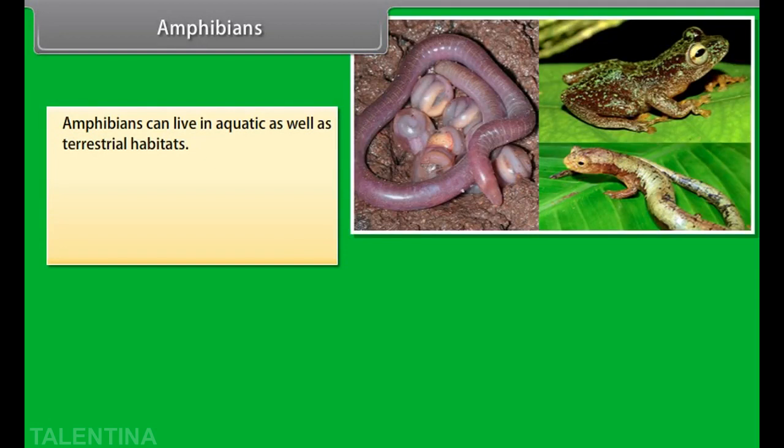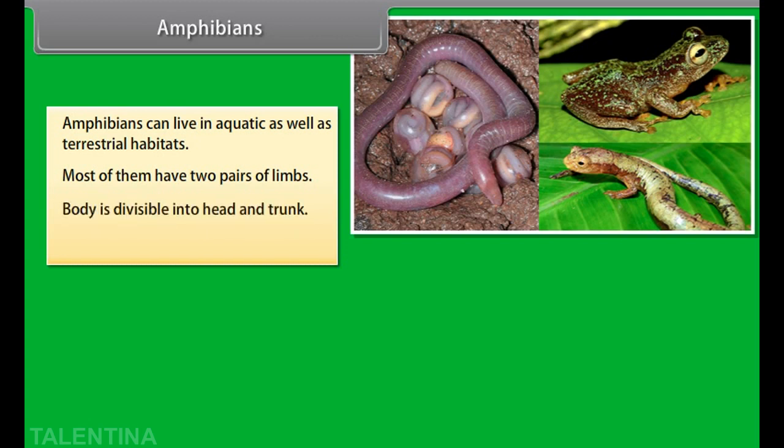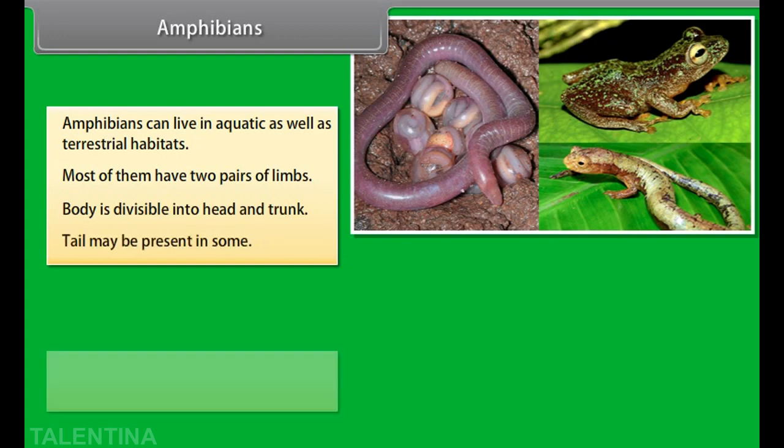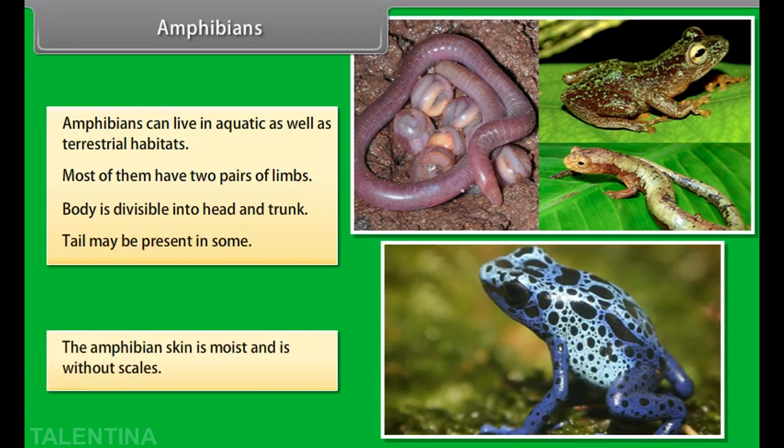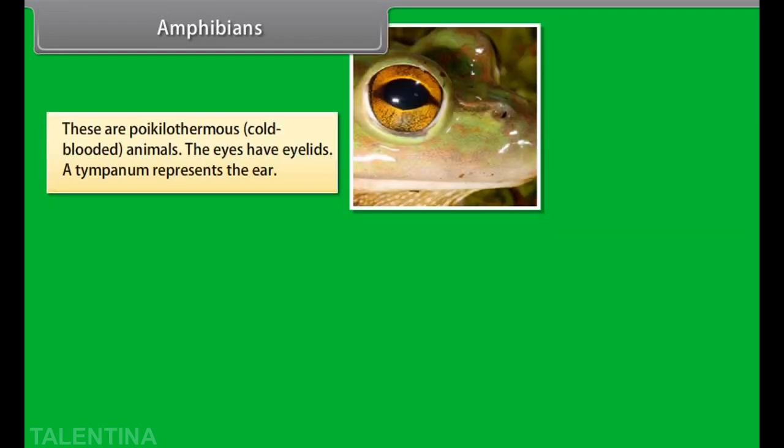Amphibians. Amphibians can live in aquatic as well as terrestrial habitats. Most of them have 2 pairs of limbs. Body is divisible into head and trunk. Tail may be present in some. The amphibian skin is moist and is without scales. These are poikilothermous, that is, cold-blooded animals.